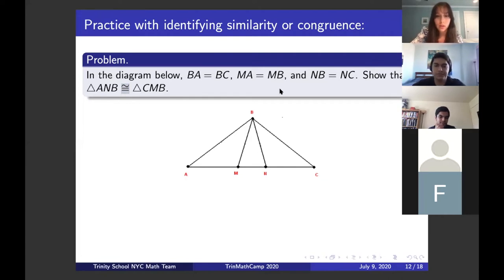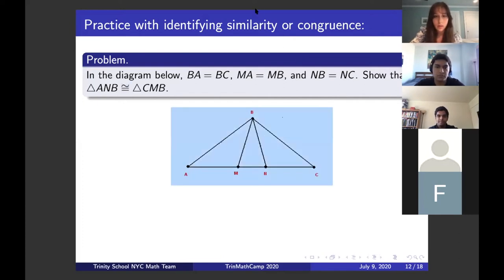So let's mark out on this diagram together what we know about it, and then you can think about what congruency we would say. Would we say SAS, AAS, SSS? So many options that we've already made. All right, so we said BA equals BC. And what's really cool is now we have an isosceles triangle.